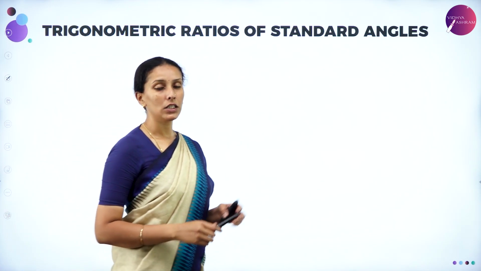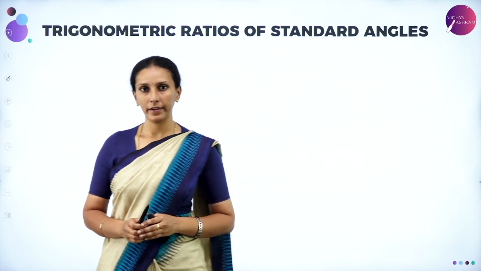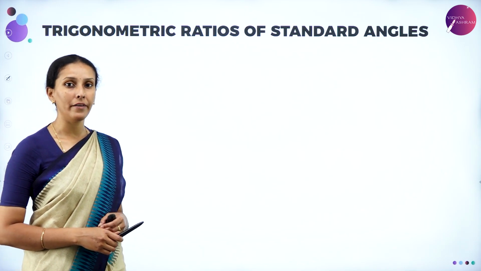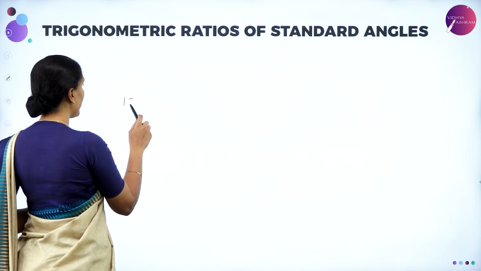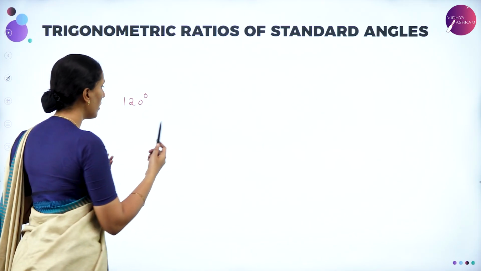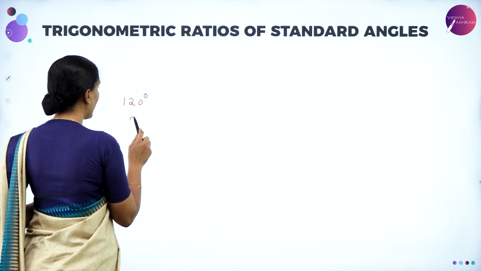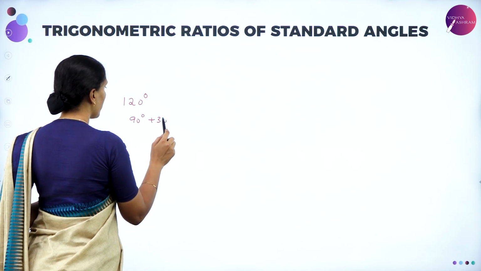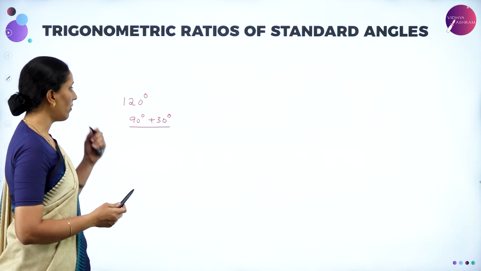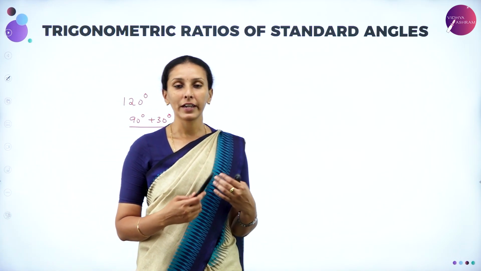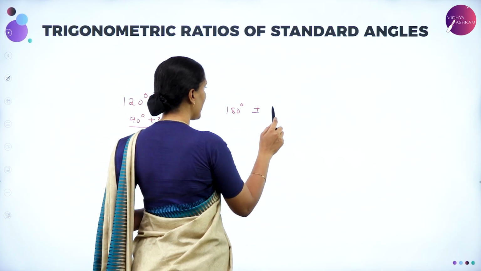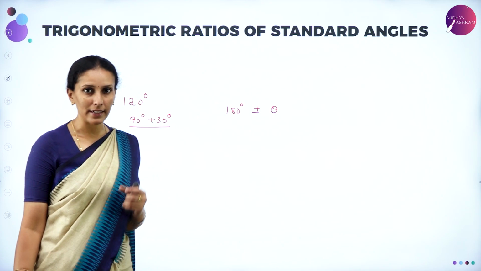So now we have learned only the standard values from 0 to 90 degrees. What if you have values more than 90 degrees? For example, 120 degrees. See, 120 degrees can be written as a sum of two standard angles, in the form of 90 plus 30, which are called compound angles, which you will learn later. But always remember, any other angle, if it is greater than 90, will always be written in the form of 180 plus or minus theta, depending upon the ASTC rule.